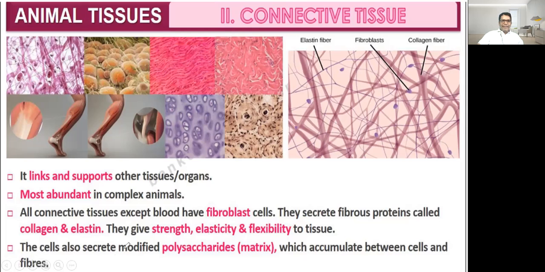These cells also secrete a modified polysaccharide that is called matrix, which accumulates between cells and fibers. So fibroblasts not only secrete collagen and elastin, but also a polysaccharide that is what? Matrix. This matrix accumulates between cells and fibers.